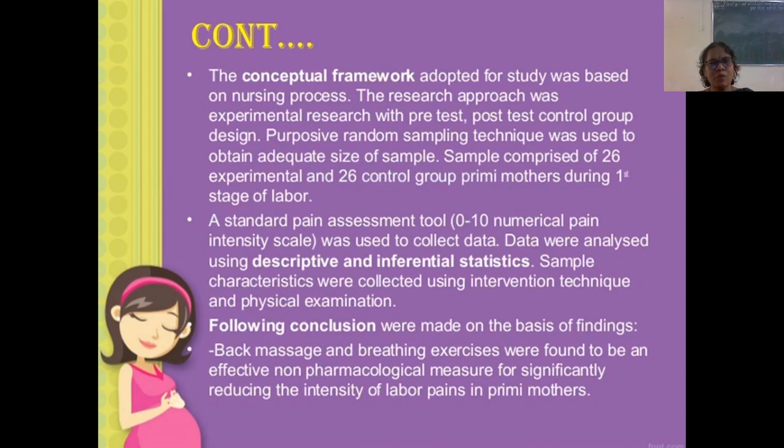The research approach was experimental research with a pre-test, post-test control group design. Purposive random sampling technique was used to obtain an adequate sample size, and the sample comprised 26 experimental and 26 control group primi mothers during first stage of labor. A standard pain assessment tool, that is a 0 to 10 numerical pain intensity scale, was used to collect the data, and data were analyzed using descriptive and inferential statistics. Sample characteristics were collected using interview and physical examination.